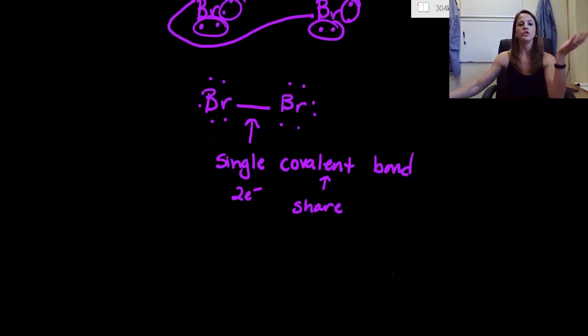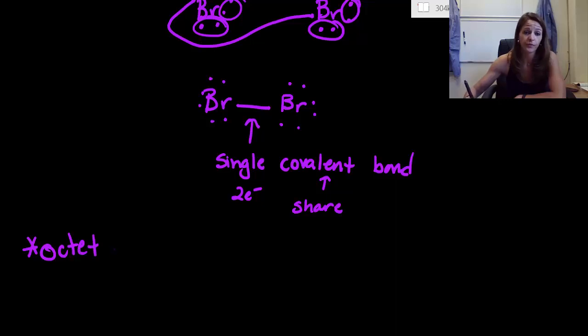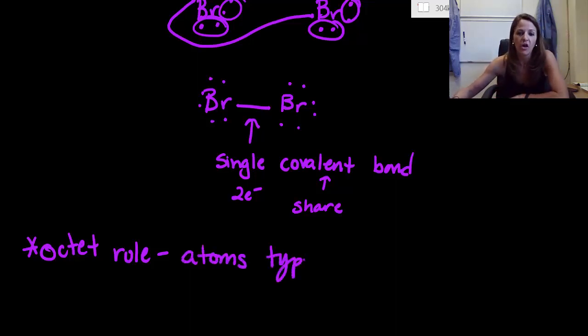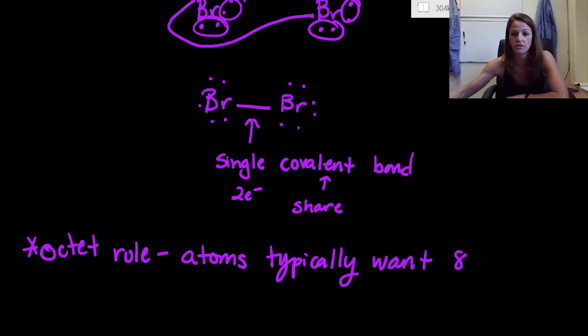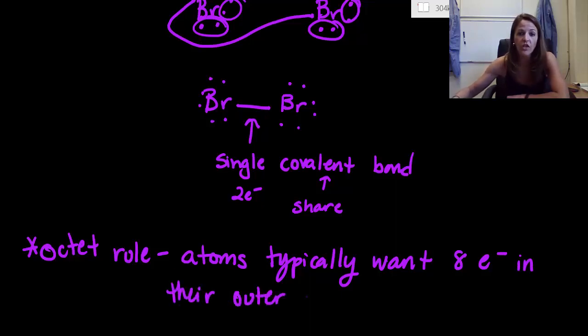But after you draw your Lewis structure, how do you know what you've done is correct? How do you check yourself? At least in this course, we use what's called the Octet Rule. The Octet Rule simply says that most atoms, in general, typically want 8 electrons in their outer shell. In other words, they want to have 8 valence electrons.